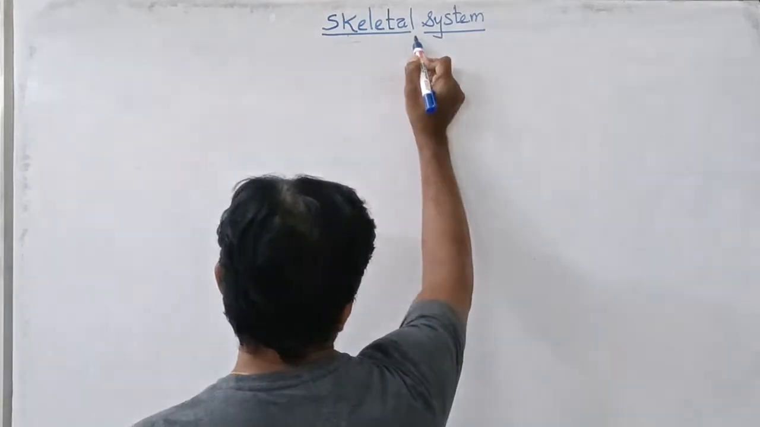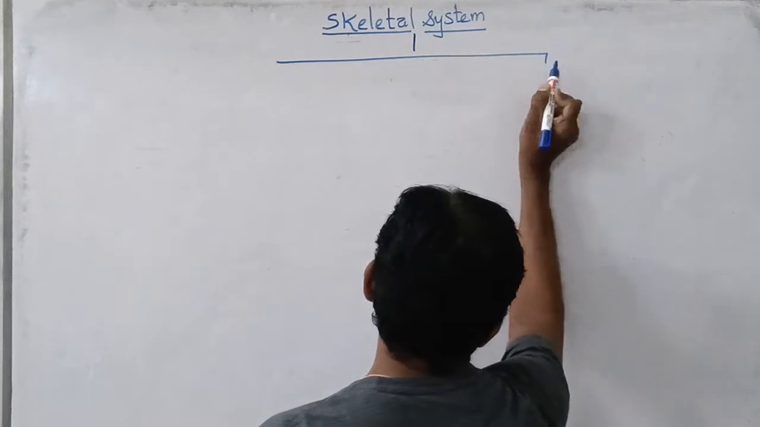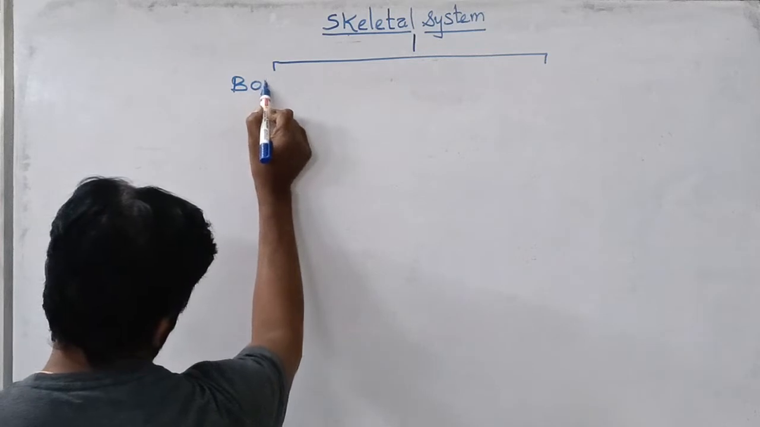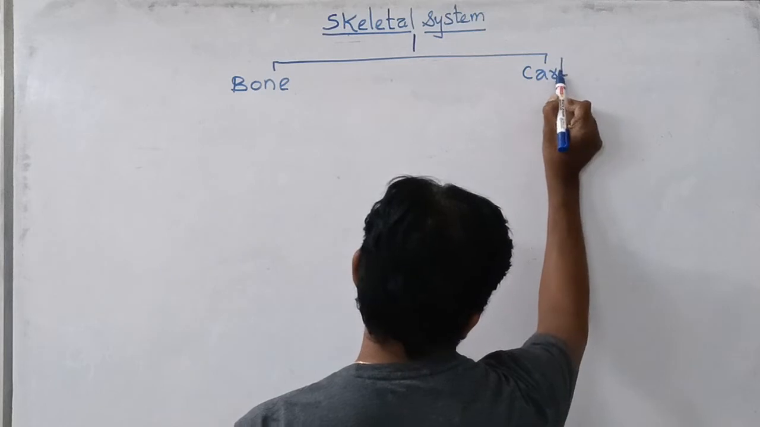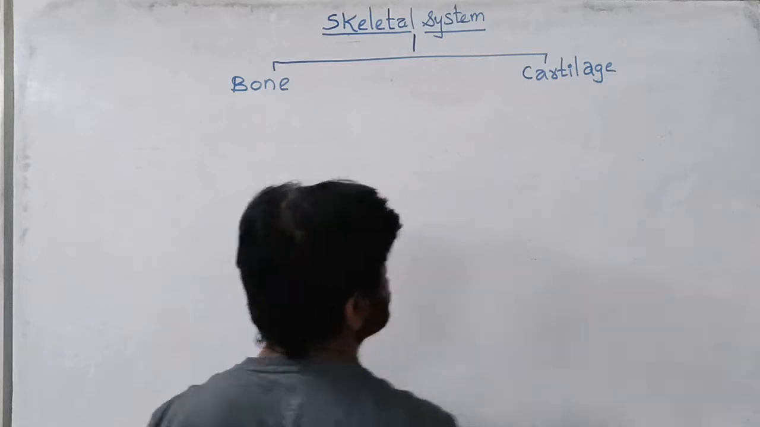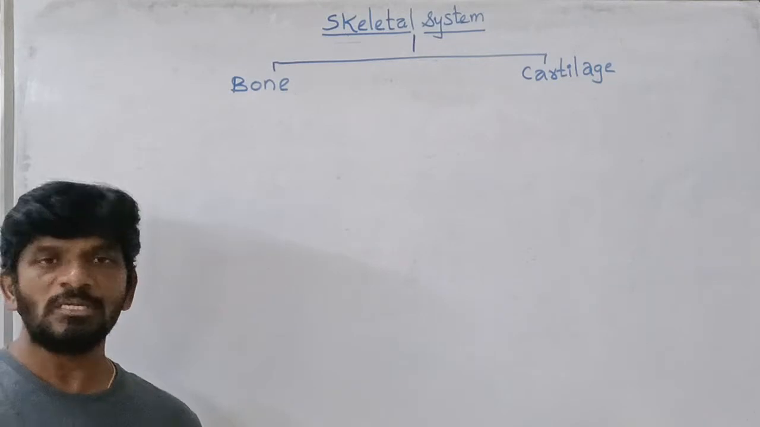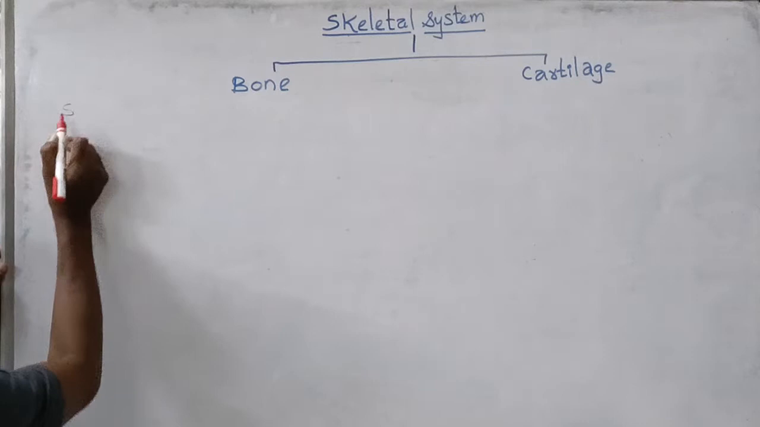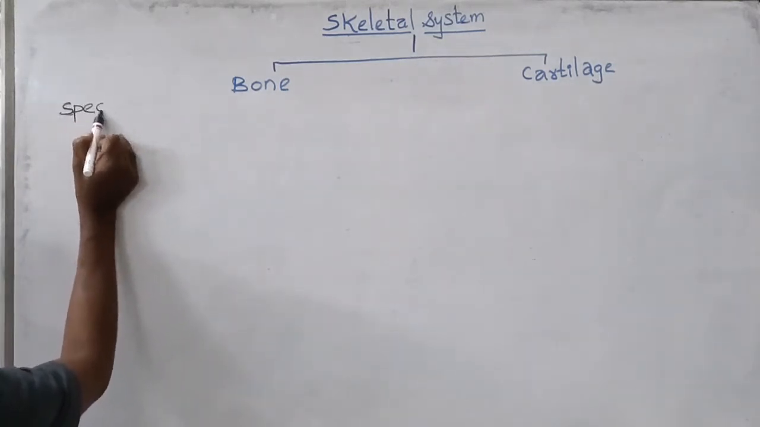Skeletal system majorly contains two connective tissues. One is the bone, second one the cartilage. Bone and cartilage are two connective tissues. Listen, in the other classes, in the structural organization, I told you that there are some specialized connective tissues.